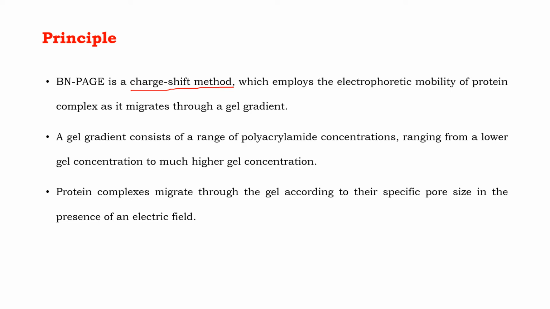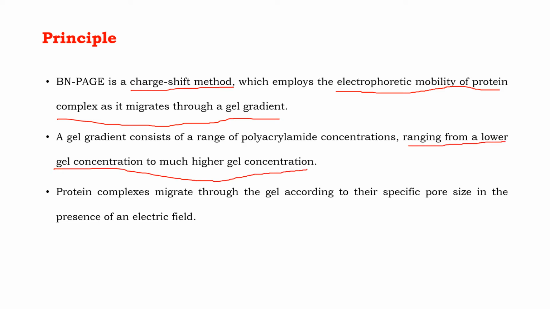And this charge separation enables the movement of the complex across the gel gradient as it undergoes electrophoresis. For the second statement, this is basically the common definition for a gel gradient. A gel gradient consists of a range of polyacrylamide concentrations, from a low gel concentration to a much higher gel concentration. This enables variation in pore size across the gel, and it also helps in the separation of the protein complex according to their molecular weight.